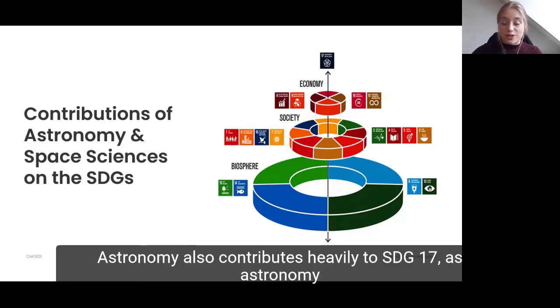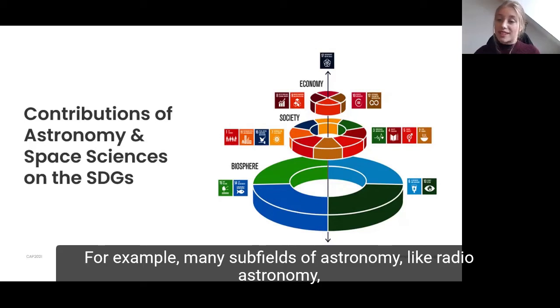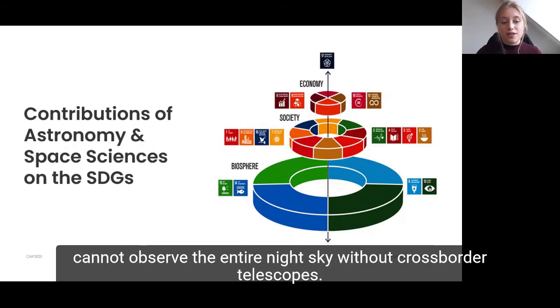Astronomy also contributes heavily to SDG 17, as astronomy requires a lot of international collaboration. For example, many subfields of astronomy, like radio astronomy, cannot observe the entire night sky without cross-border telescopes.